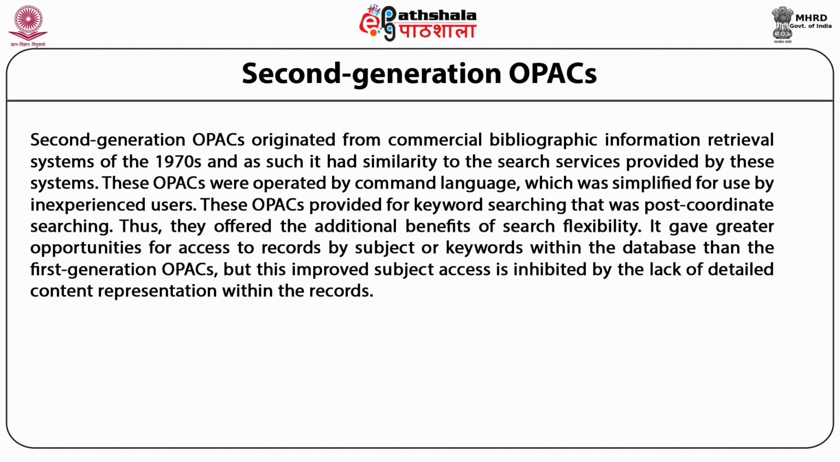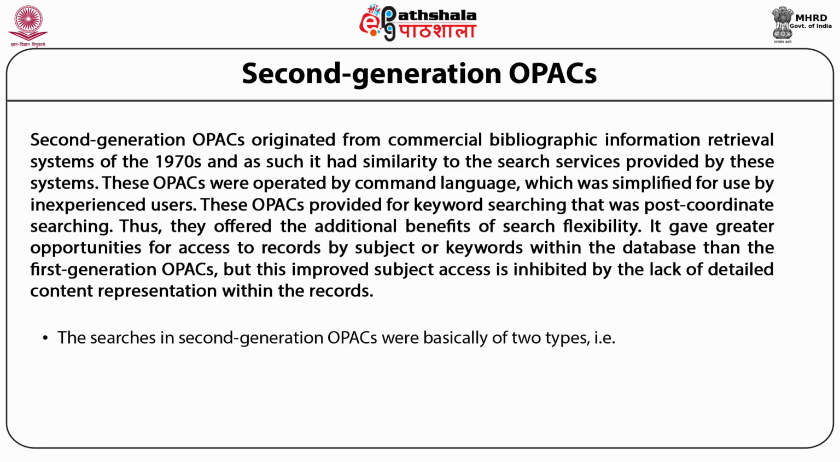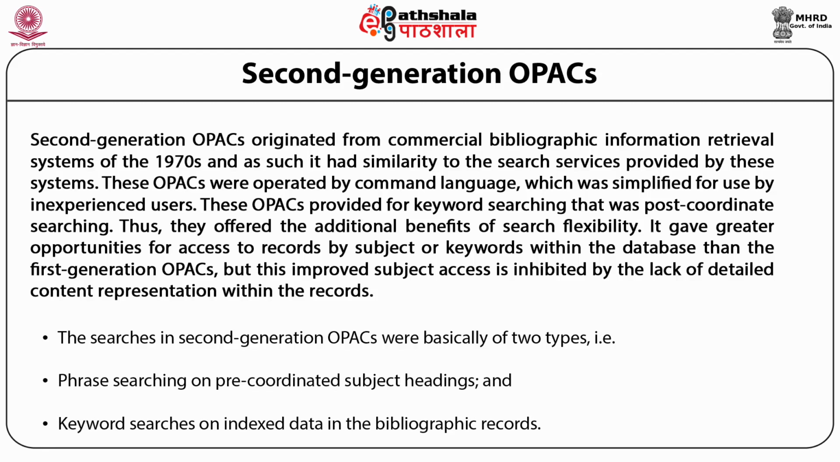But this improved subject access is inhibited by the lack of detailed content representation within the records. The searches in second generation OPACs were basically of two types, that is, number one, phrase searching on pre-coordinated subject headings, and number two, keyword searches on indexed data in the bibliographic records.